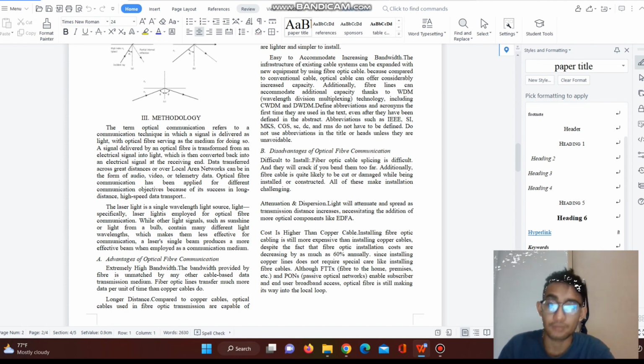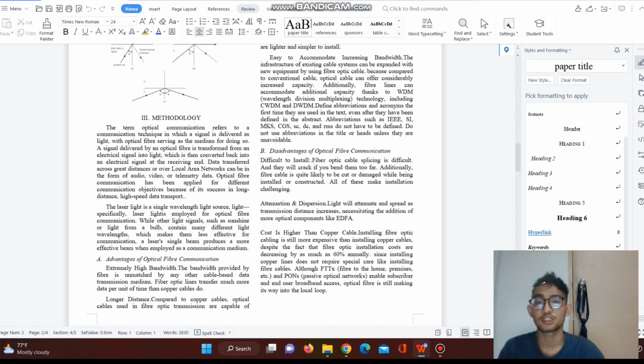The term optical communication refers to a communication technique in which a signal is delivered as light, with optical fiber serving as the medium for doing so. A signal delivered by an optical fiber is transformed from an electrical signal into light, which is then converted back into an electrical signal at the receiving end. And then the data will transfer across great distances, and that can be in the form of audio or video.